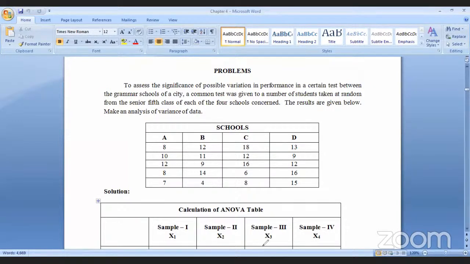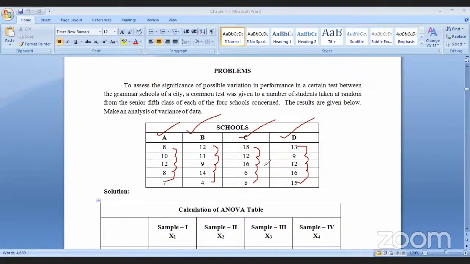So in this question, 5% is not given. See, school A, school B, school C, school D. All values, 1, 2, 3, 4, 5, in each. So in the first school A, in the fifth class standard, 5 students we randomly pick up. In B also we randomly pick up, and C also, D also.